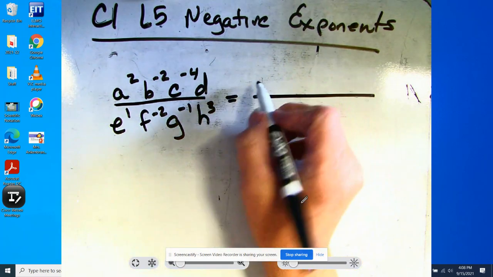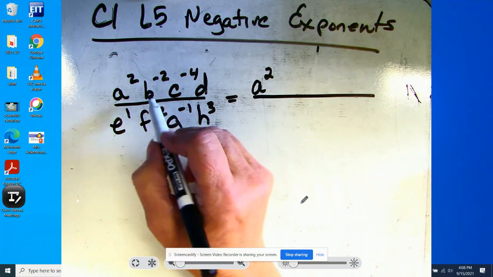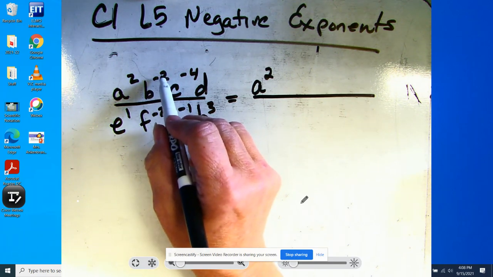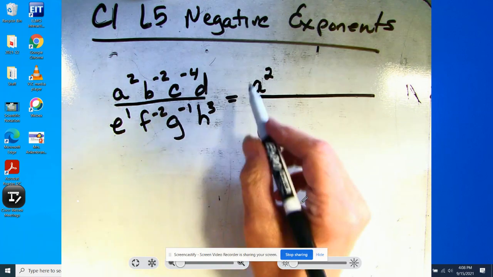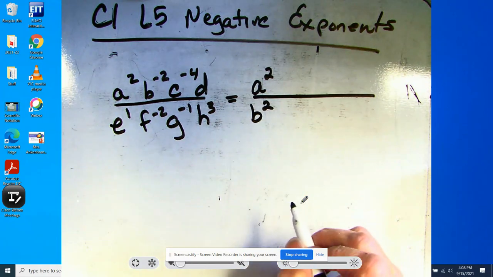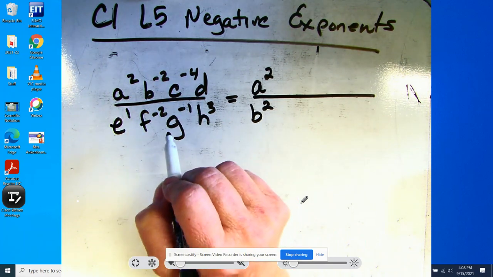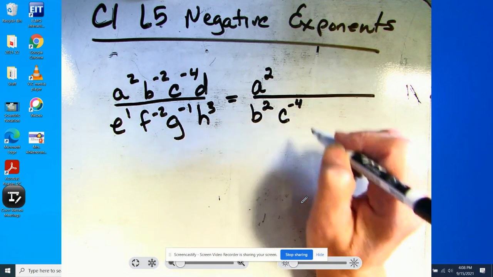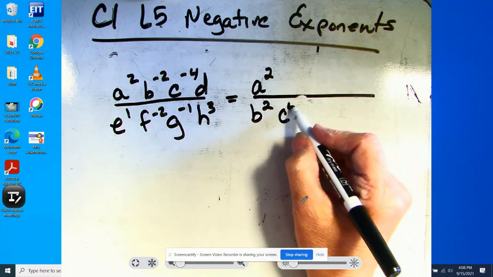So this is a squared. The 2 is positive, so a squared stays where it is. B to the power of negative 2. Negative 2 means it's not in the right place. We can't have negative exponents. So in order to make this negative exponent positive, we are going to move it to the denominator where it changes signs. It changes place, it changes signs. C to the power of negative 4. That negative means we're going to move it. We're going to move C down here and make it negative 4. But now that we've moved it, we're going to change it from negative 4 to positive 4.